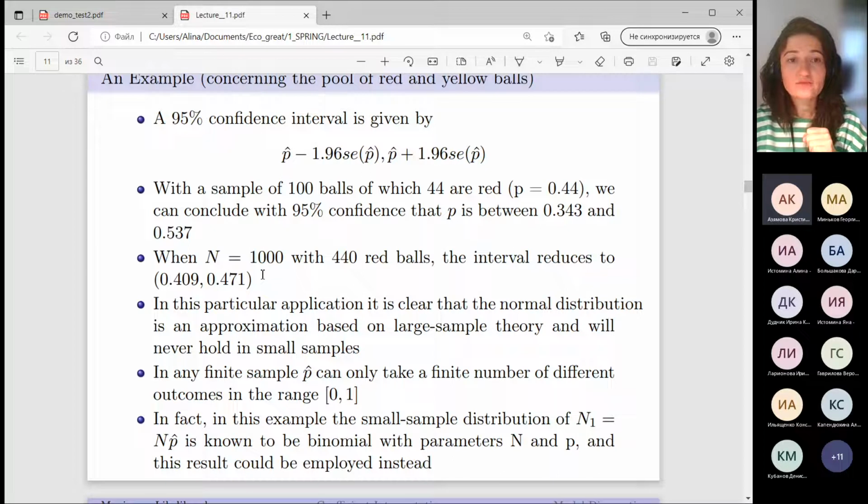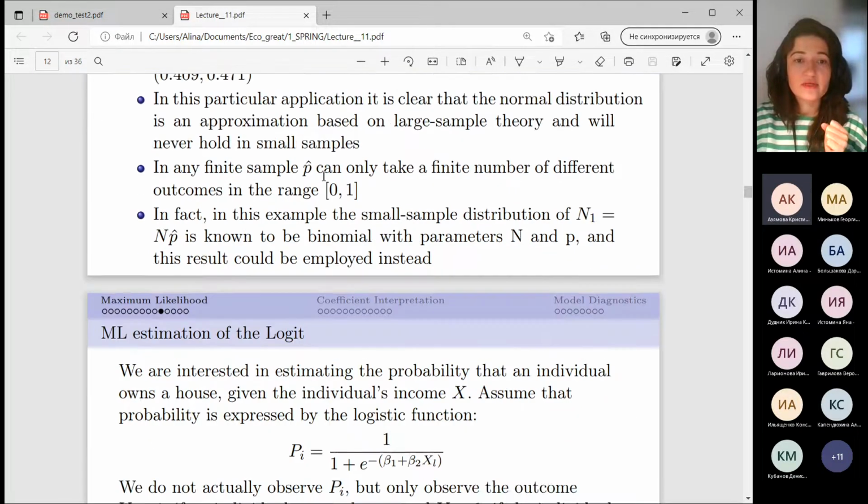Okay? And also, from this example, you can see that the normal distribution is an approximation based on large sample theory, and this approximation will never hold in small samples. Okay, you should remember about this.